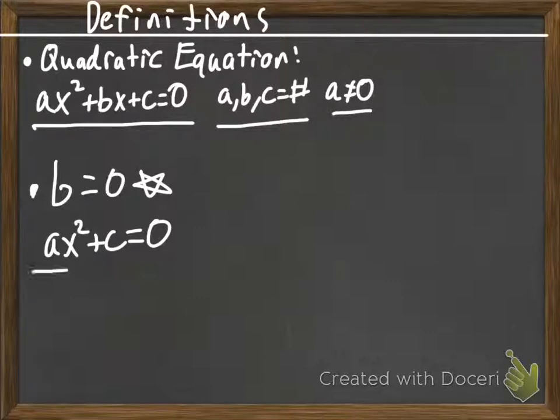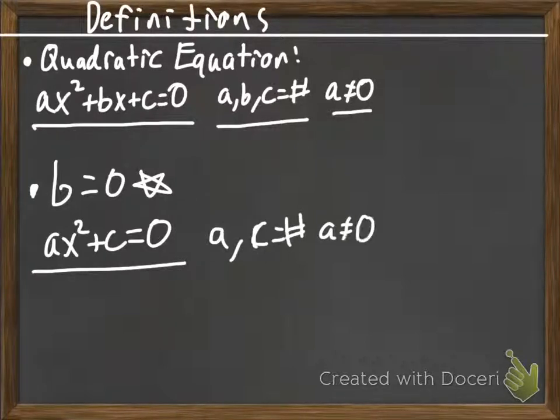When b equals 0, we get ax squared plus c equals 0, because our b being 0 made our x term go away. And a and c are both numbers still, and a can still not equal 0. So I'll just add that in there as a side note. This second equation is what we're going to be working with today, in this lesson. We're not going to worry about this yet.